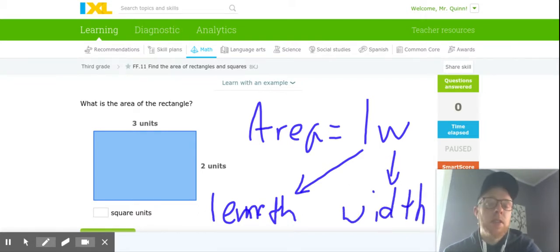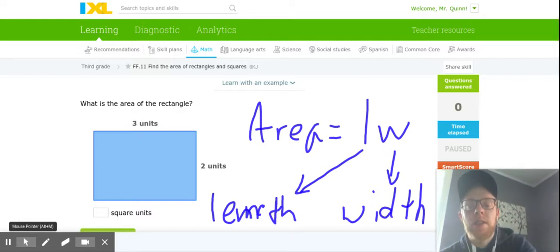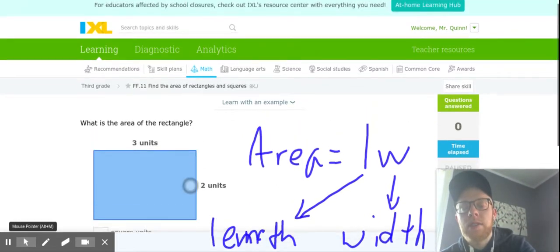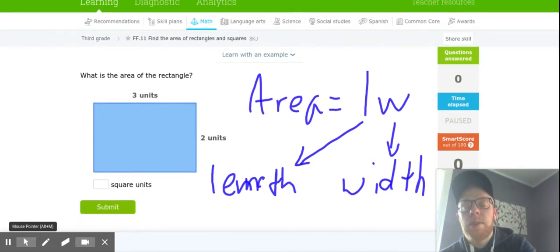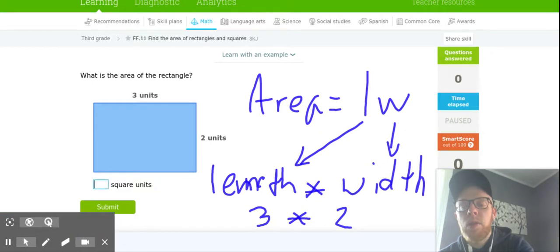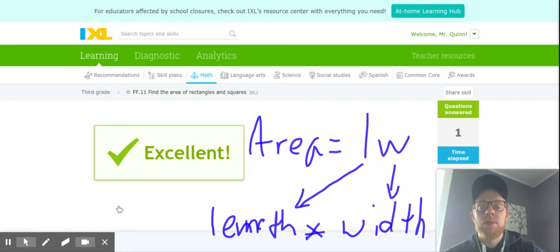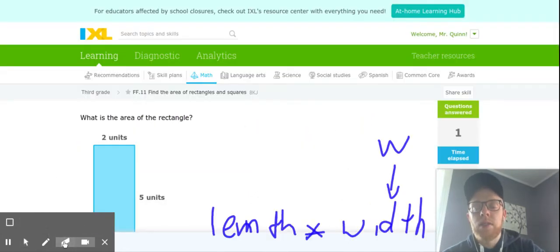So if we take a look at this rectangle that's on the screen, hopefully you can realize that this is our length and that this is our width. So that means all we have to do is substitute. So I can substitute 3 in here, and I'm going to multiply that, because that's what it means when a letter is next to a letter, by 2. So if you can do 3 times 2, which I know all of us can, you are going to say 6, and you are going to submit your answer.